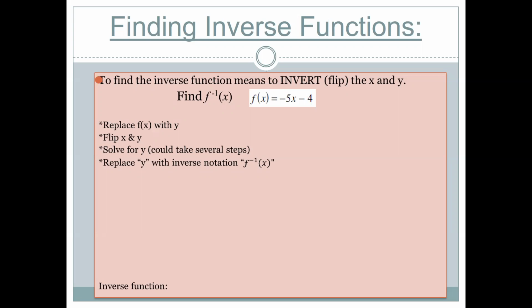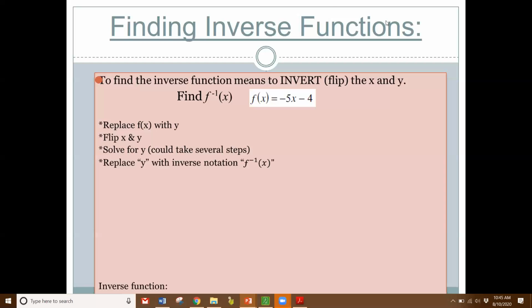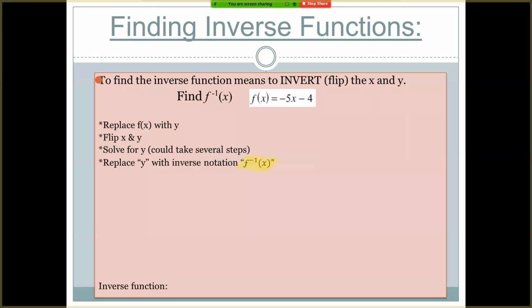First step, we're going to take f of x out. If we were given f of x, remember f of x is the same thing as y. So we're just replacing it with y. Step number 2, we're going to flip our x and our y. And then we're going to solve for y. This could take a couple steps to get there. And then the last thing we need to do is take that y back out and replace it with inverse notation. So f inverse of x is how that's read. It looks like an f with a little -1. That's f inverse of x.